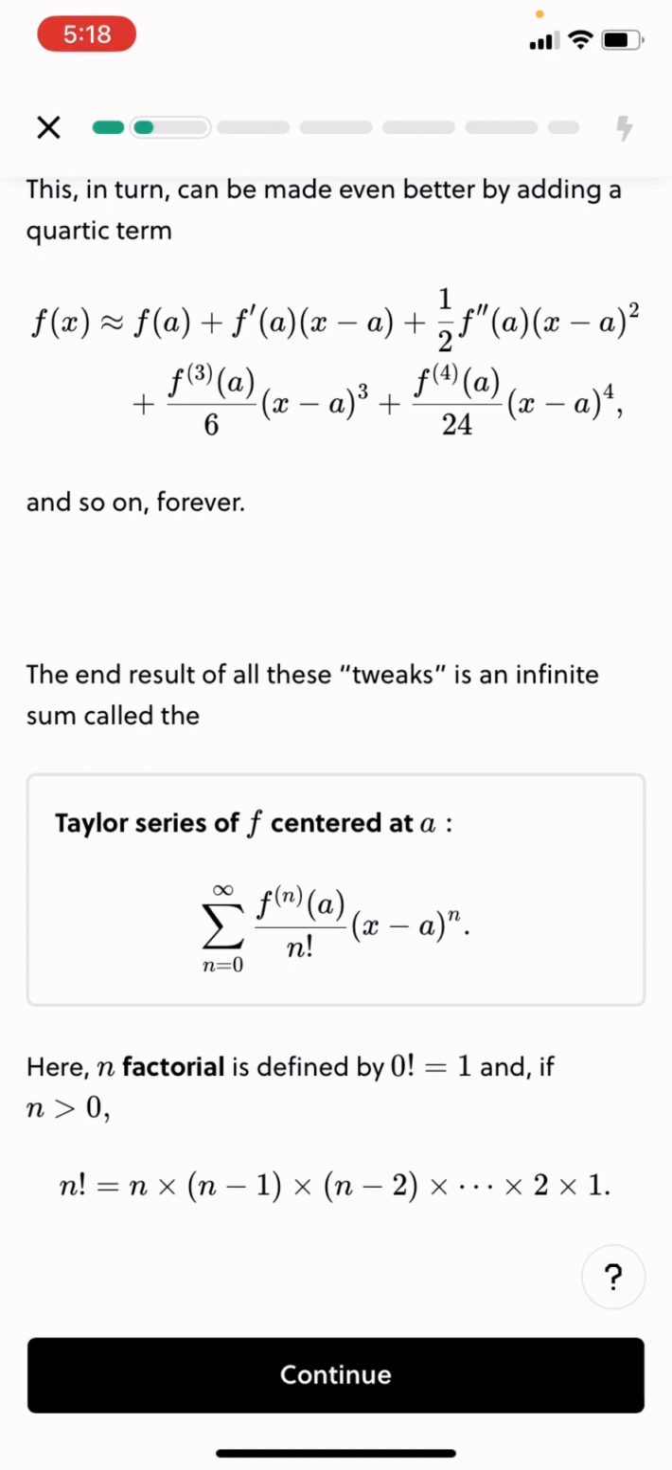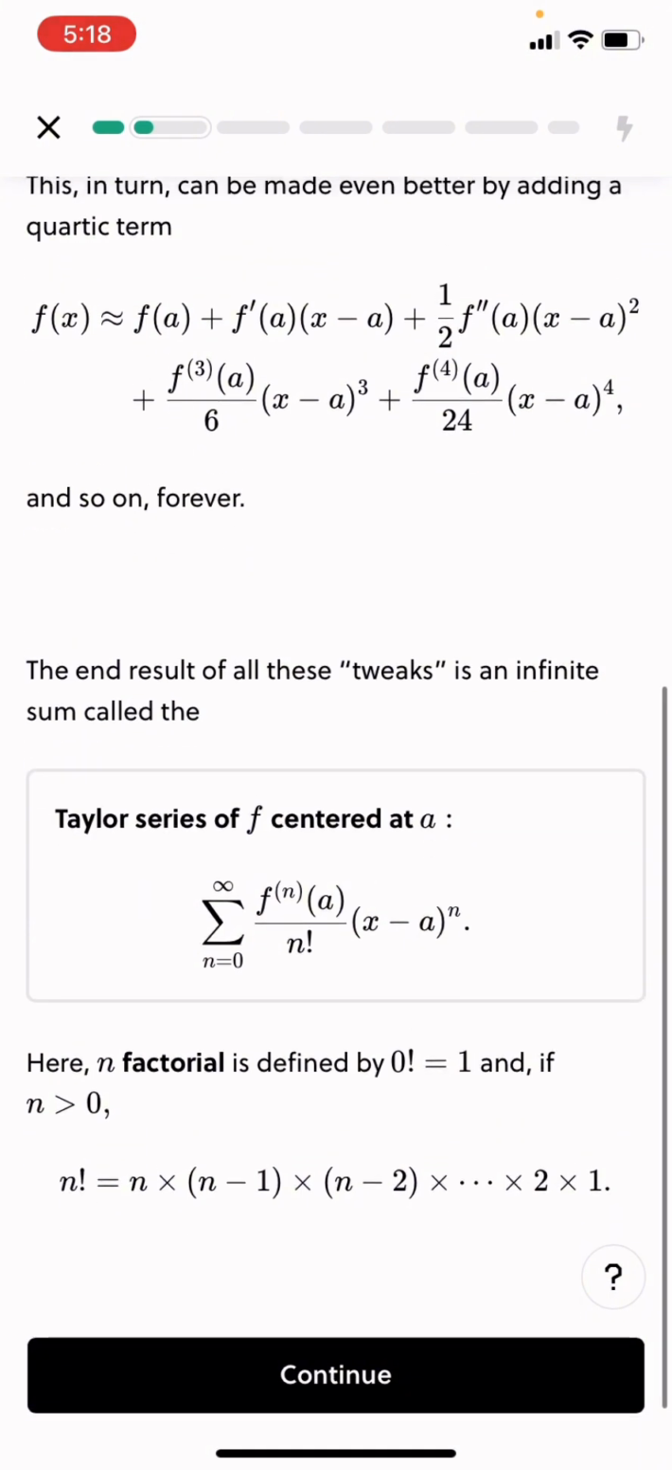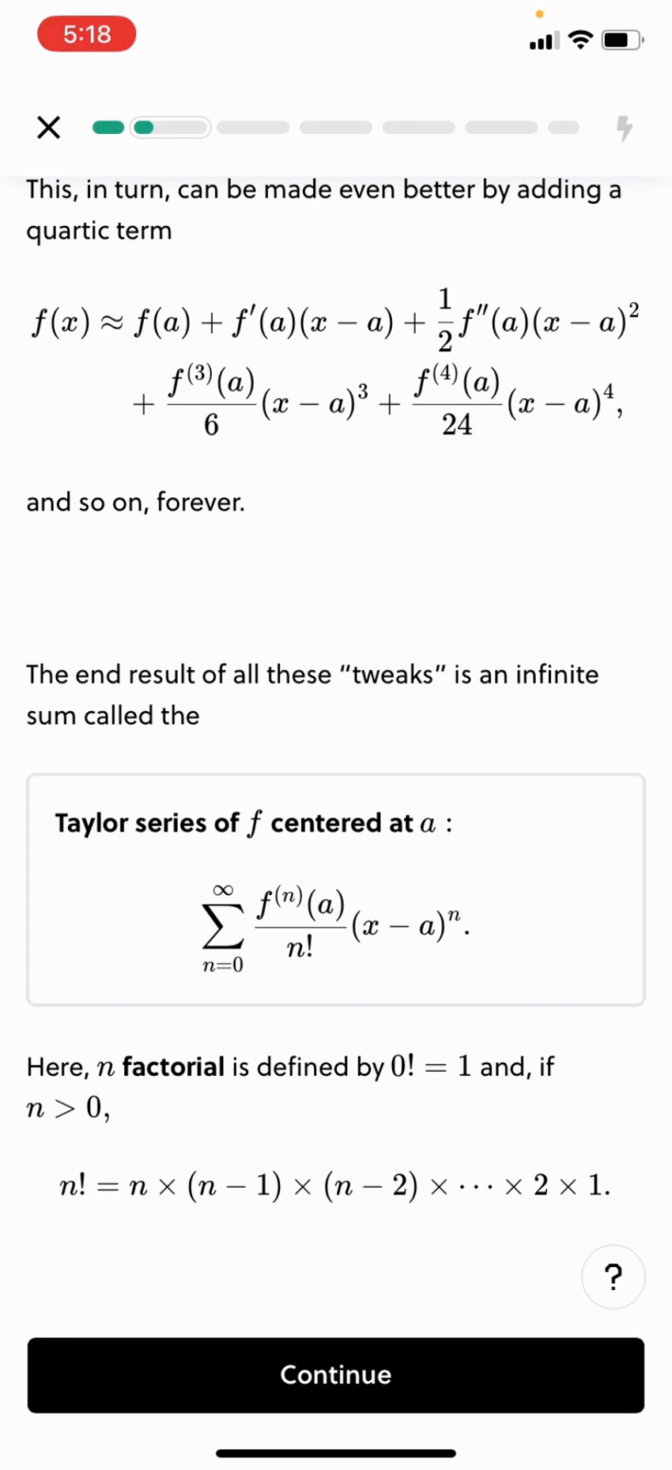Here, n factorial is defined by 0 factorial equals 1, and if n is greater than 0, n factorial equals n times (n minus 1) times (n minus 2) and so on down to 2 times 1. I may be saying these wrong, but it's just when you get into advanced math, I don't know if you even want to say them anymore.